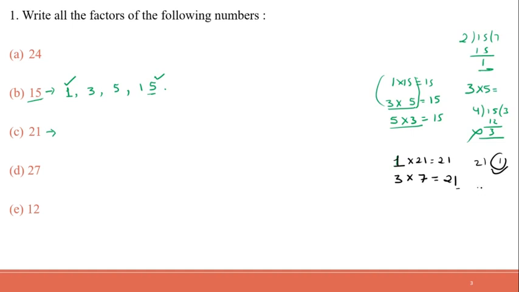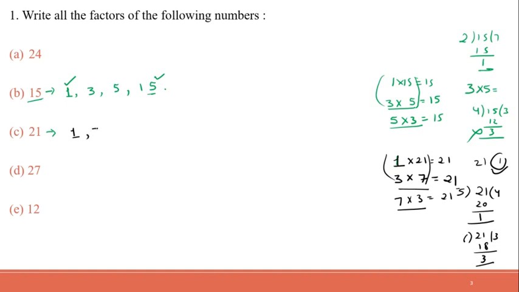So if I divide this 21 by 5, I'll get 5 into 4, 20, and 1 remainder. Got it? Now come to 6. 6 will also leave a remainder of 3. 6 into 3 is 18, so the remainder is 3. Then 7. 7 into 3 is 21. So we reach the same numbers again. That means these four will be the factors. So 1, 3, 7, and 21 will be the factors.